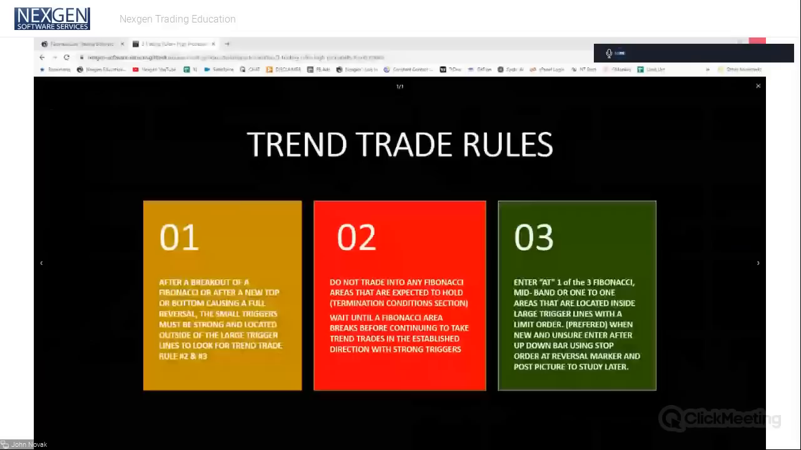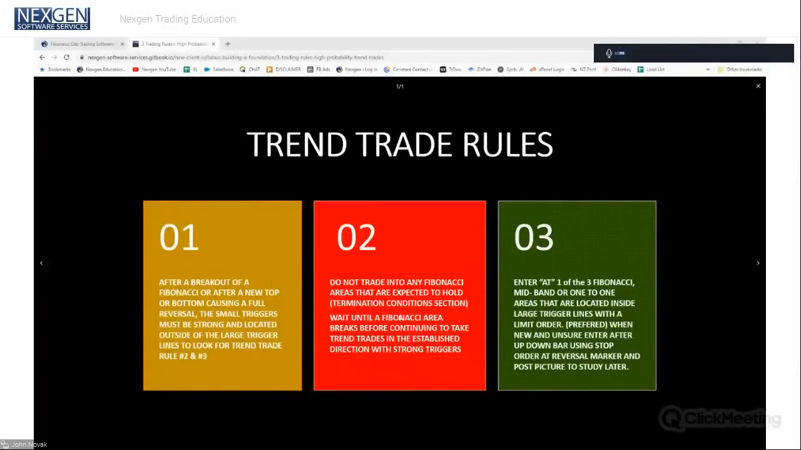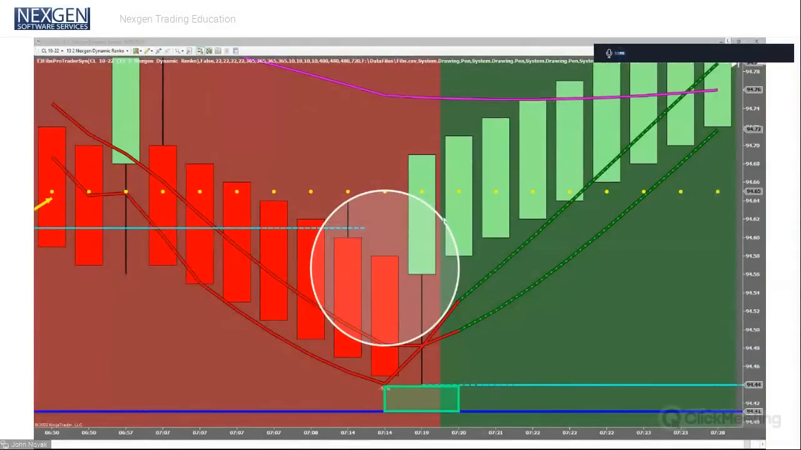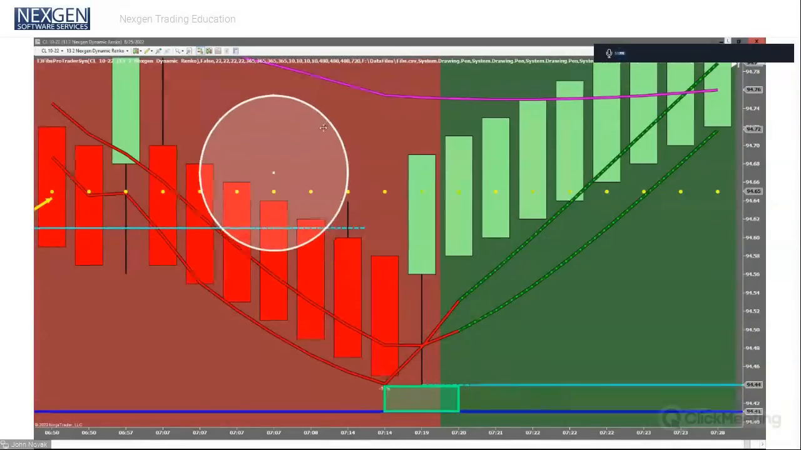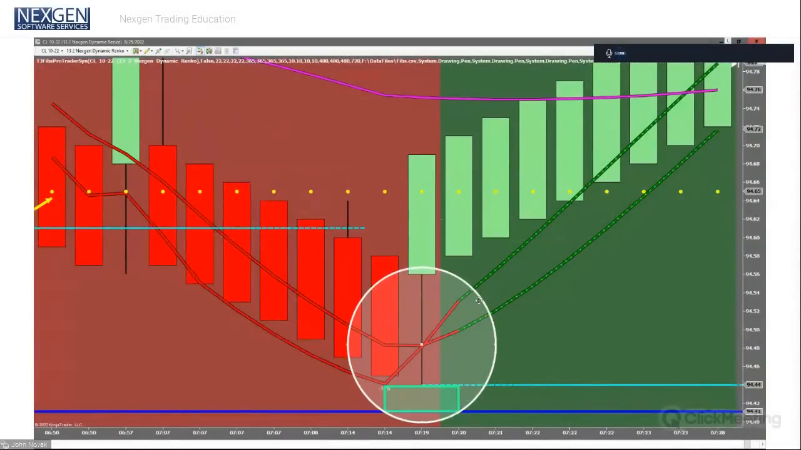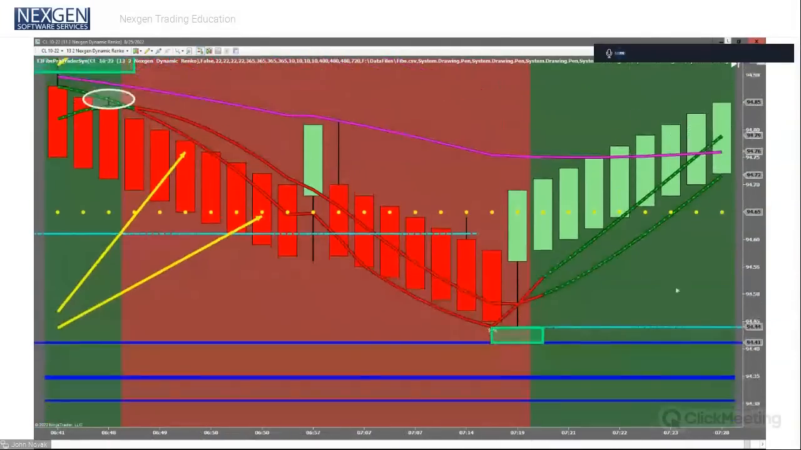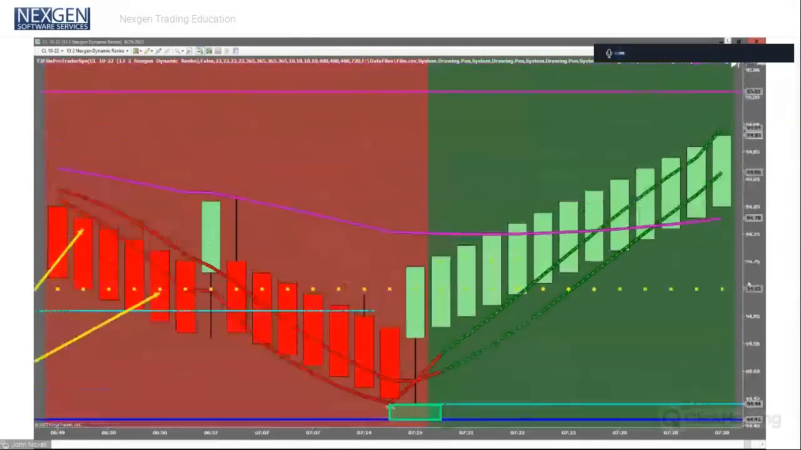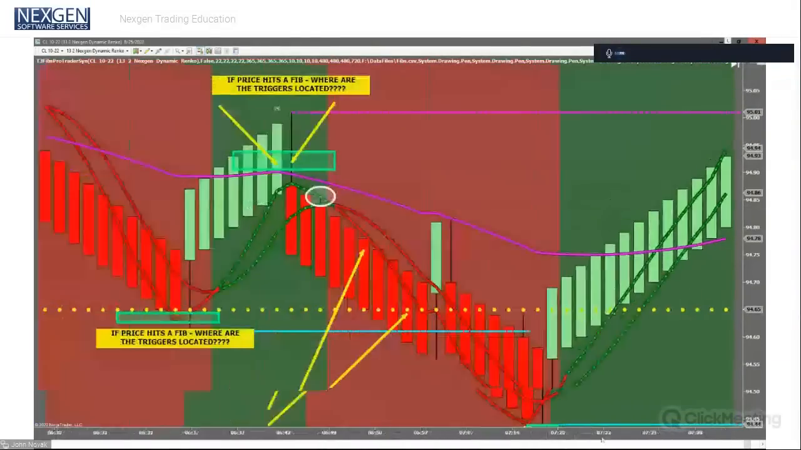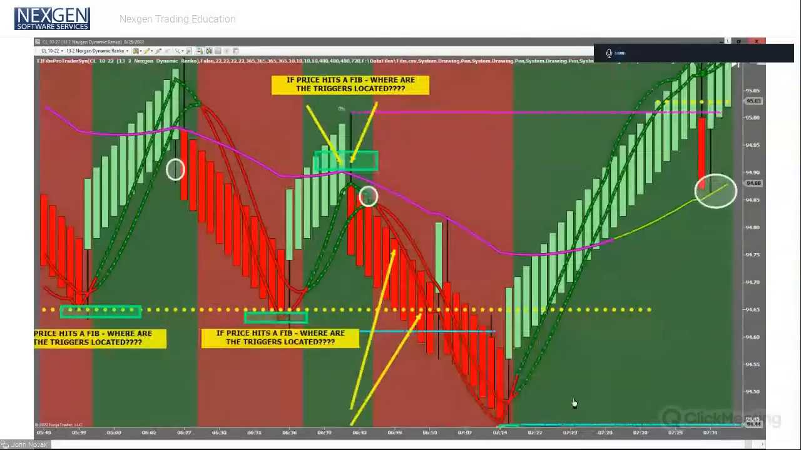So nothing has changed in all these years. But again, when we say don't trade into fibs that are expected to hold, you start adding in bar location and you add a little bit more power to the bottom. Does that make sense? And then as you add a little bit more power to the bottom, you say, okay, where am I at and what's going to happen next? I don't know what's going to happen next.